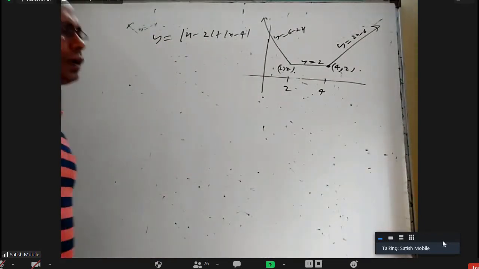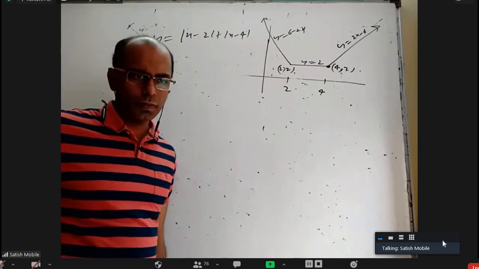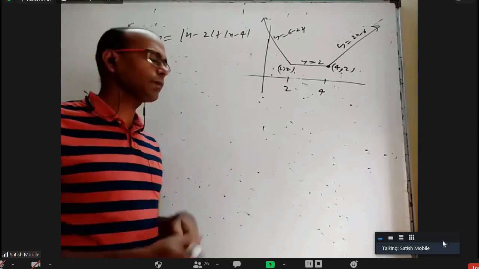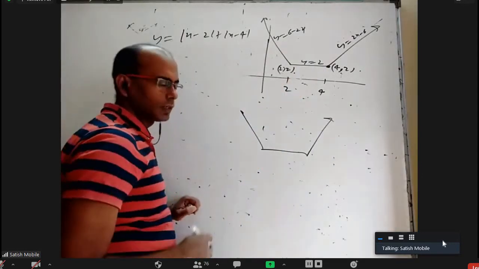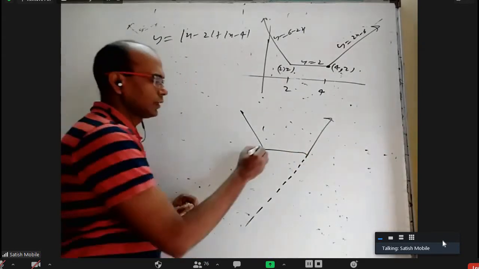Okay. Sometimes you will find we are getting some extra solutions and we are rejecting them. Somebody may ask, why are we rejecting, or first, why are extra solutions coming? It is because actually the graph is this, only this one. But actually it has another extra piece of the line here. Another extra piece of the line.